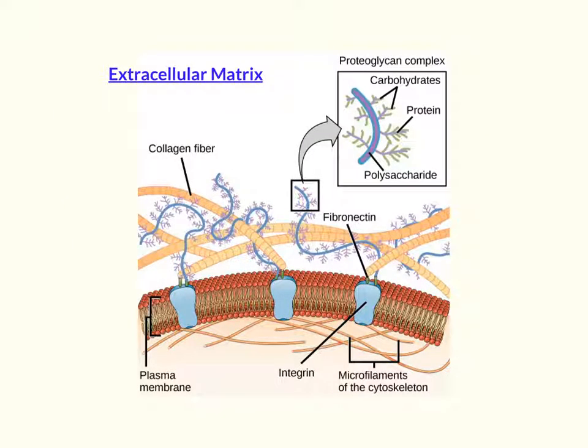Animal cells may include an extracellular matrix secreted by the cell that functions to provide support to the surrounding cells. The extracellular matrix is very important to the function of bone and cartilage.